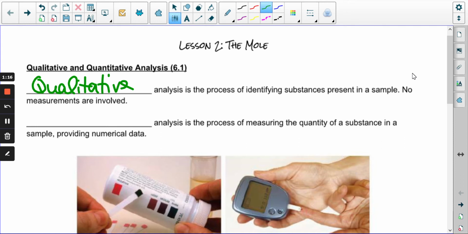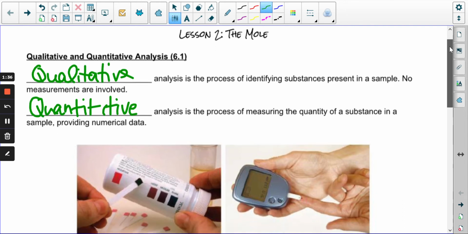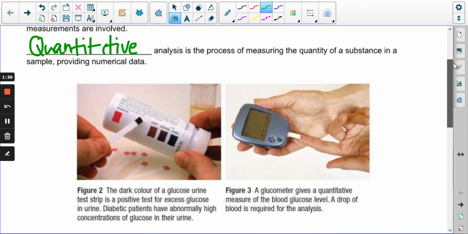Likewise, with a quantitative observation, we are looking at things that are measurable. And likewise, here, a quantitative analysis is the process of measuring the quantity of a substance in a sample. So, it provides us numerical data. So here I've put two examples also in the textbook.